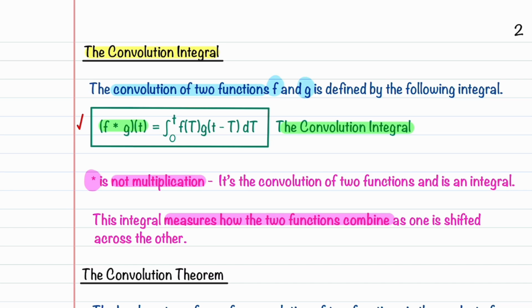Notice what's happening inside this integral. We're integrating over a dummy variable called tau, and tau goes from 0 to t. We plug tau into f and t minus tau into g, and then we multiply and integrate from 0 to t. The integral is essentially asking, how does the accumulated interaction between f and g build up? We'll see exactly what this looks like when we walk through some examples in just a minute.